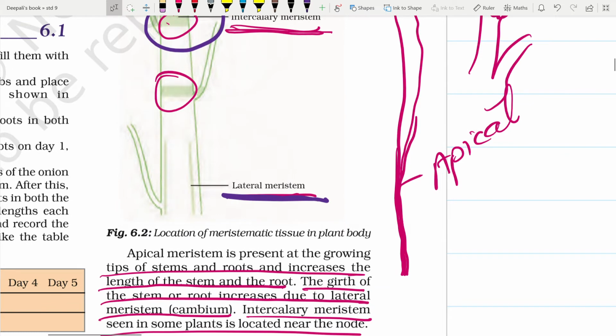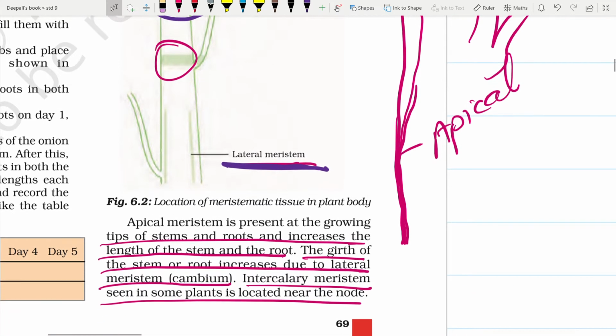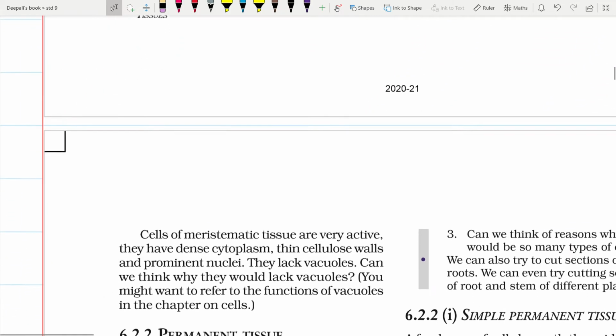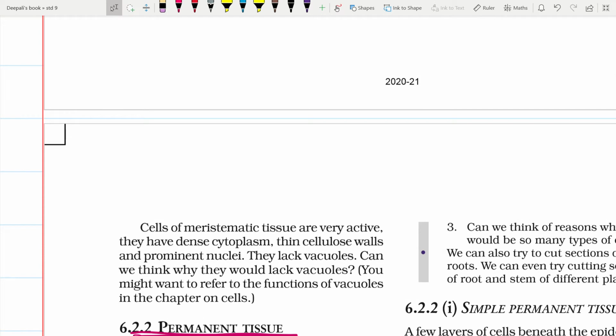So the apical meristem is present at the growing tip of the stems and roots and increases the length of the stem and the roots. The girth of stem or root increases due to lateral meristem, cambium, which is the other name used for lateral meristem. The intercalary meristem seen in some plants is located near the nodes. Now, how are the cells of meristematic tissues?